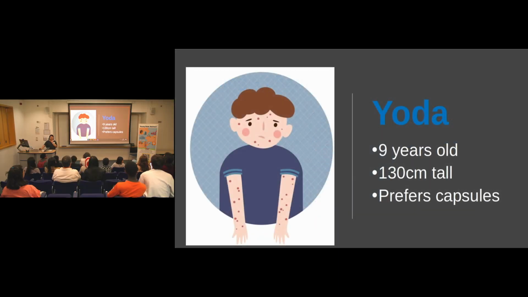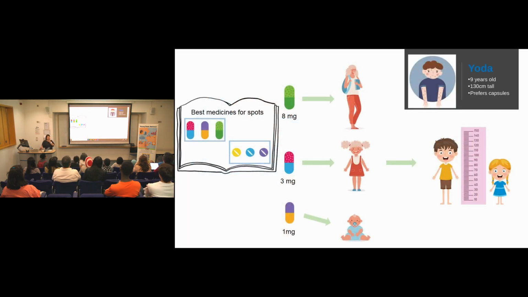So this is Yoda. He's not doing very well today. He's 9 years old, 130 centimeters tall, and if he can have a choice, he'd prefer capsules. The first thing pharmacists want to do is look at whether there are any treatments available that will help him. And actually, he's got a choice. He's got a capsule and a tablet.